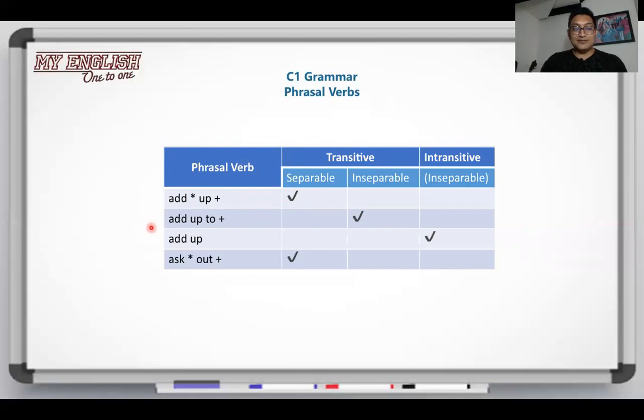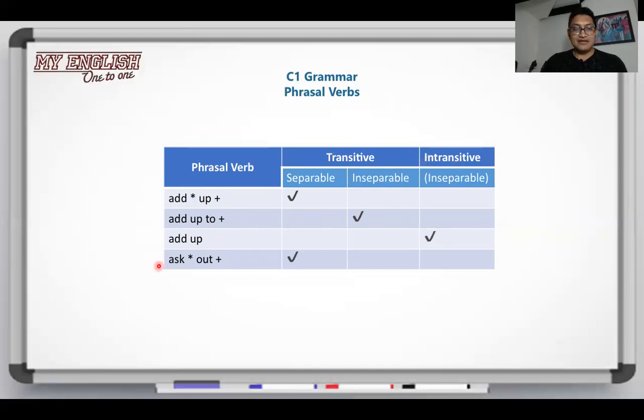Now we have another: adapt to. Let's check. It doesn't have an asterisk, but it has a plus symbol. Therefore, it is transitive but inseparable. So adapt to is an inseparable transitive phrasal verb. Let's check this other: add up. Add up doesn't have any asterisk and doesn't have any plus symbol. Therefore, this is an inseparable, intransitive phrasal verb.